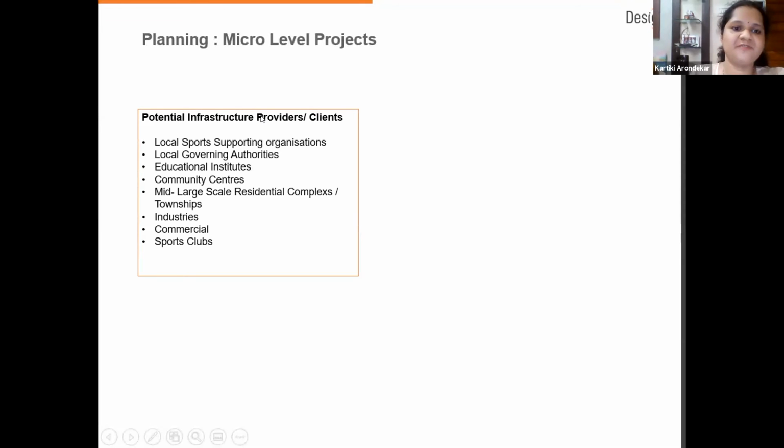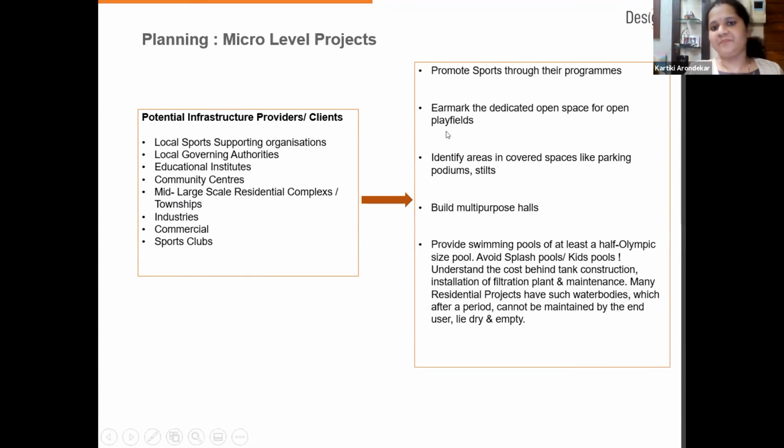So we have potential infrastructure providers or clients, we may say, is local sports supporting organizations, local governing authorities like Gram Panchayats or town councils, educational institutes, of course, as Tarun said, community centers, mid or large scale residential complexes and townships. Industries can promote sports in their premises. Commercial and corporate offices can promote sports in their premises, and sports clubs definitely are functioning, but they are expensive. So they should promote the program, earmark the dedicated spaces for open play fields, identify area in covered spaces like parking podium or stilts, build multi-purpose halls.